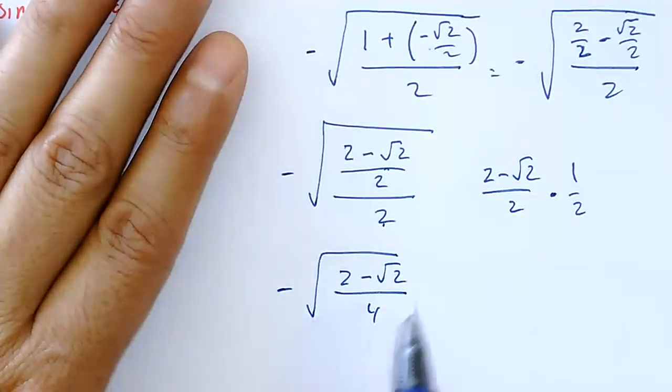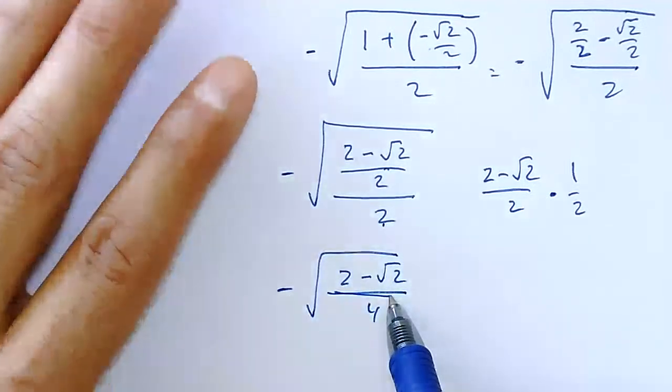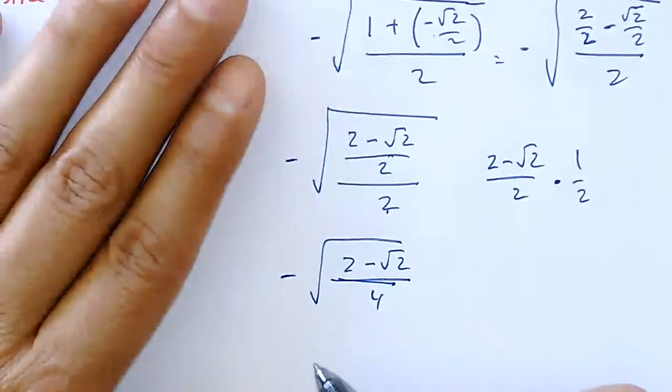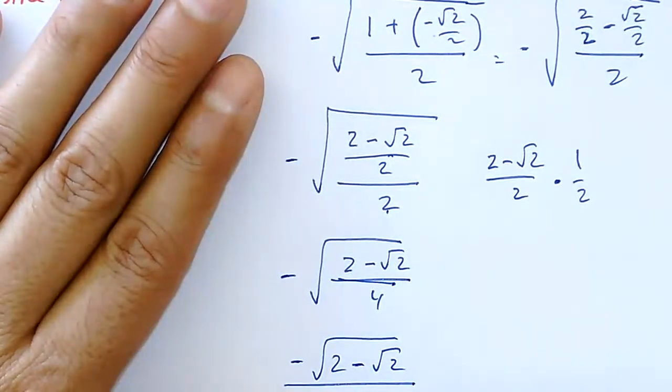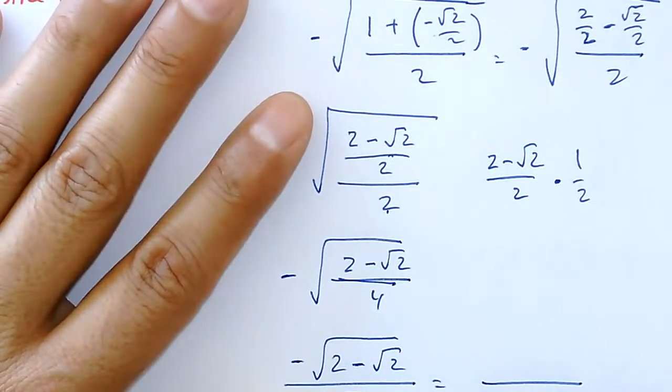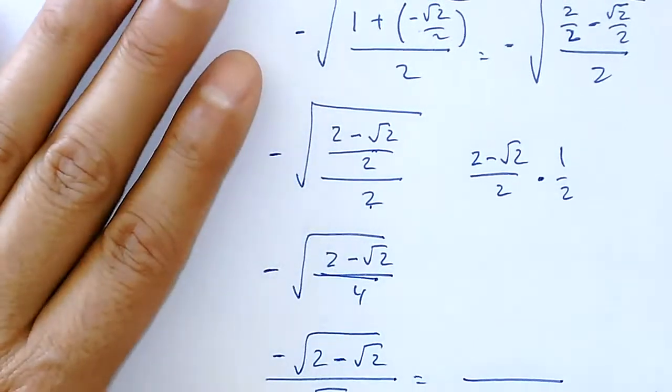So now I have a fraction in the radical. And if I have a fraction in the radical, I'm going to take the square root of the numerator and take the square root of the denominator. I know that's funky. That's okay. This one is 2. The square root of 4 is a 2.